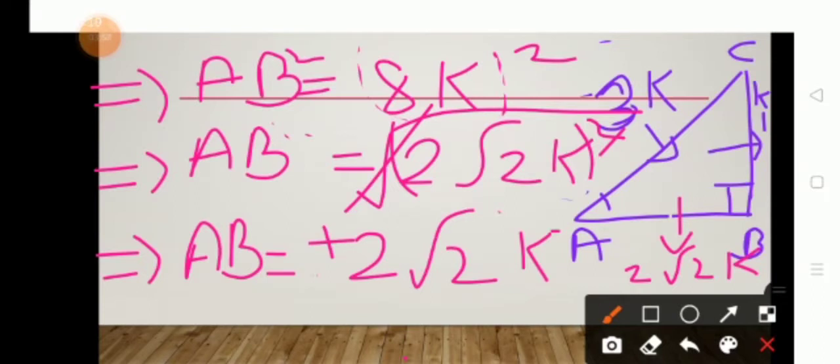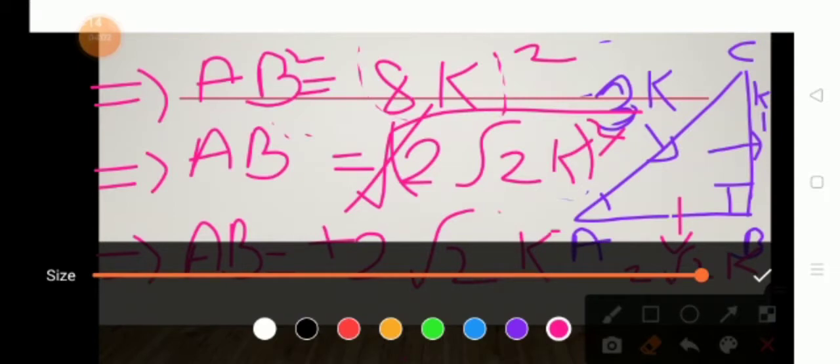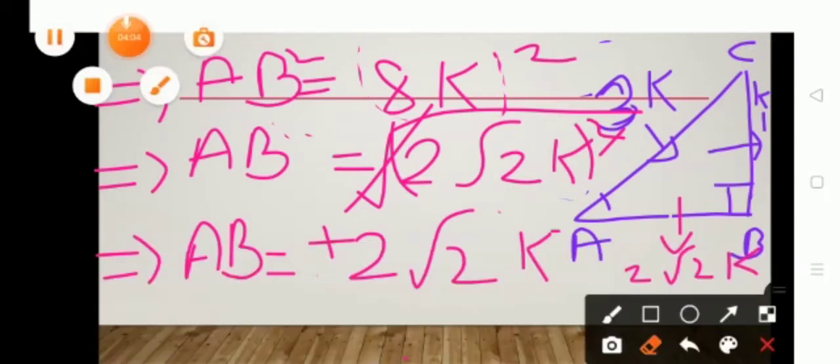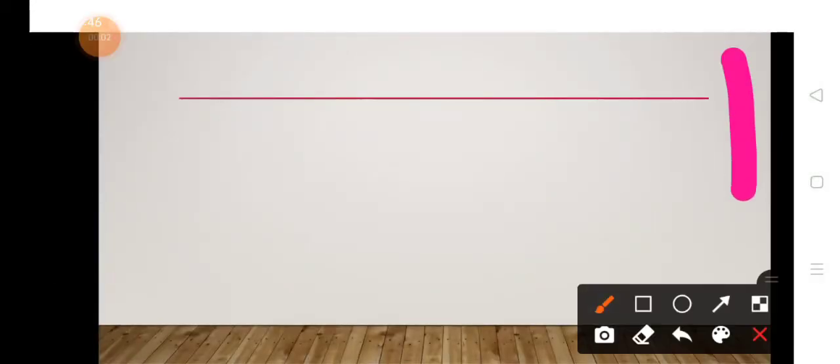Now how to find all the ratios, I'll teach you. Now you see, just before I drew a triangle.